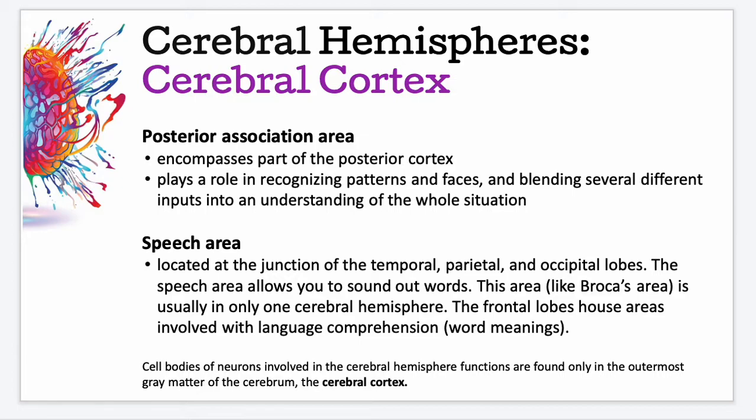So your posterior association area is part of your posterior cortex. They play a role in recognizing patterns and faces, and blending several different inputs into an understanding of the whole situation. Your speech area is located in the temporal, parietal, and occipital lobes. The speech area allows you to sound out words. This area, like Broca's area, is usually in only one cerebral hemisphere. The frontal lobes house areas involved with language comprehension, or word meanings.